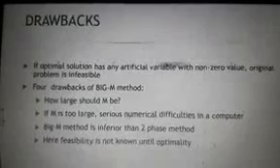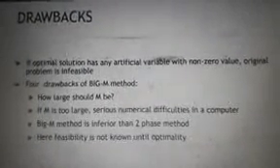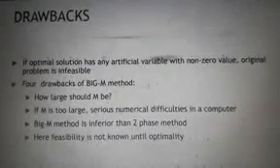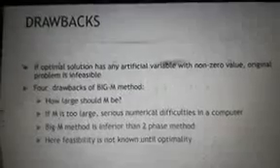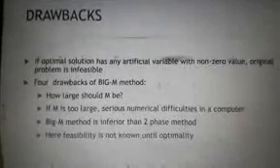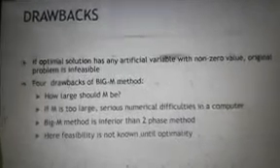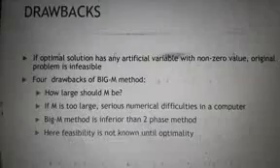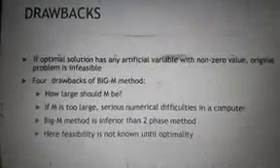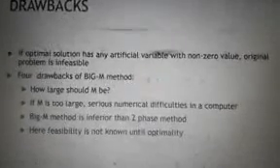Drawbacks. If the optimal solution has any artificial variable with a non-zero value, the original problem is infeasible. Other drawbacks of the Big M method: how large should M be? If M is too large, there is serious numerical difficulty in the computer. The Big M method is inferior to the two-phase method. Here feasibility is not known until optimality.